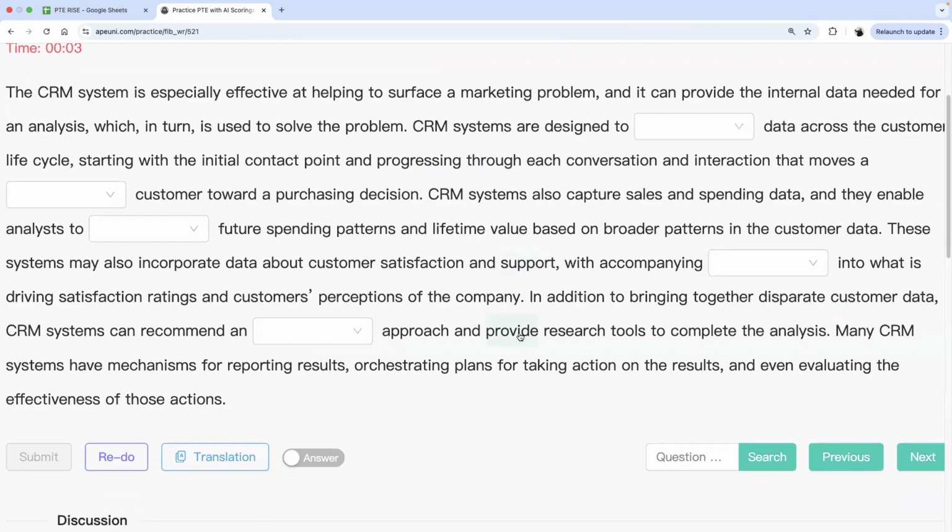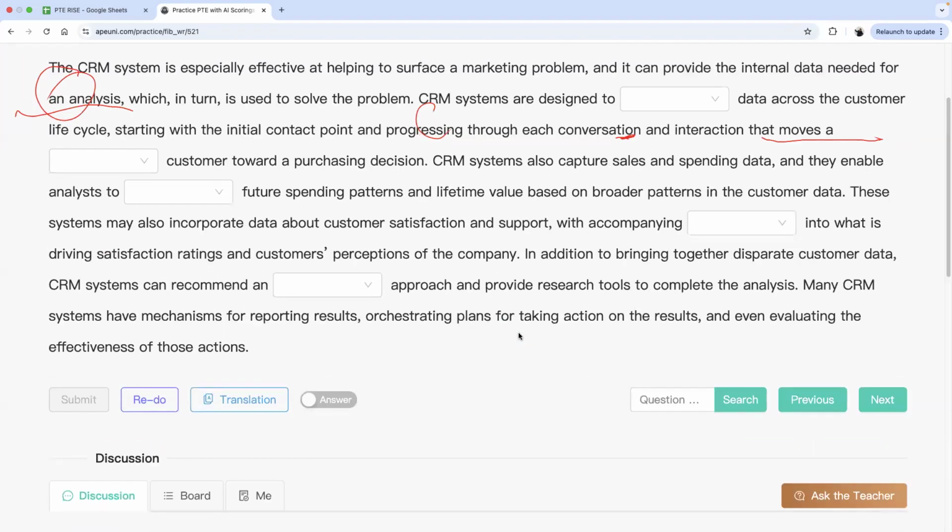So first of all, we need to find out the story. The CRM system is effective at solving marketing problems. You know what is CRM? I think it's customer relationship management, something like that. So basically, it's where you put the data, it's kind of a data system, software. Okay. And it can provide, now we are here, CRM systems are designed to dash data across the customer life cycle. So dash data across the customer life cycle.